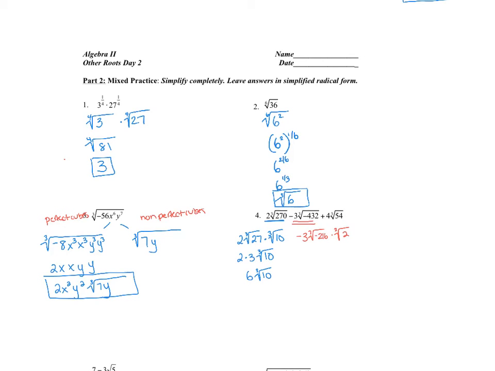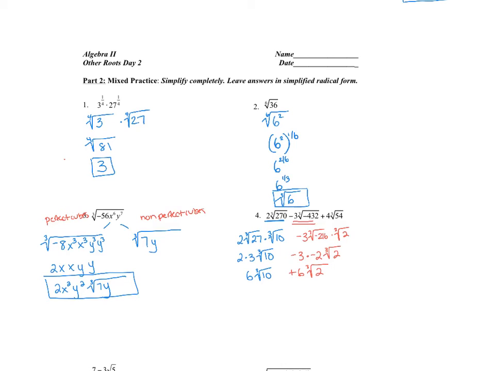So if I simplify this here, I have negative 3 times, now the cube root of 216 is 2, but it's negative 216, so that's negative 2, and then I have the cube root of 2. And negative 3 times negative 2 is positive 6 times the cube root of 2.